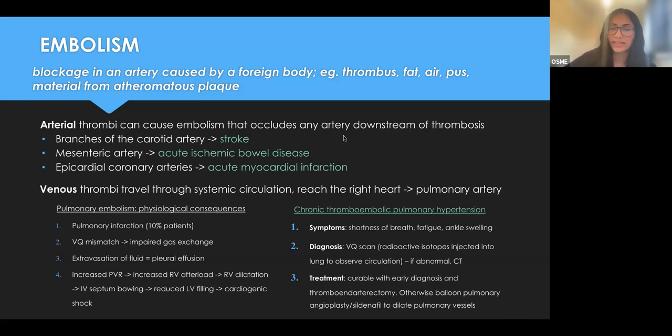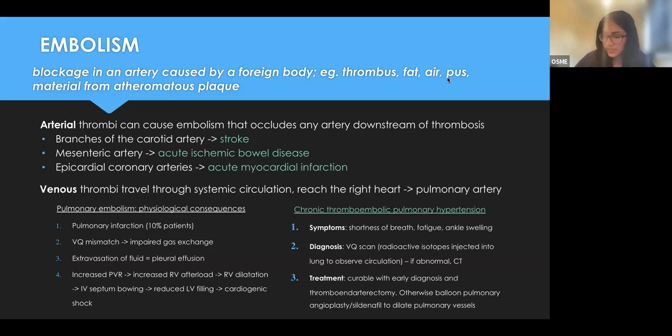Organization, which is where the thrombus is converted into living tissue. And finally, embolism. So embolism is not necessarily caused by thrombosis. It can include things like fat and air and pus, but it's essentially just a blockage in an artery. And in the context of thrombosis, it's where the thrombus detaches from its original vessel and then travels in the vasculature to a new site and occludes the vessel there.